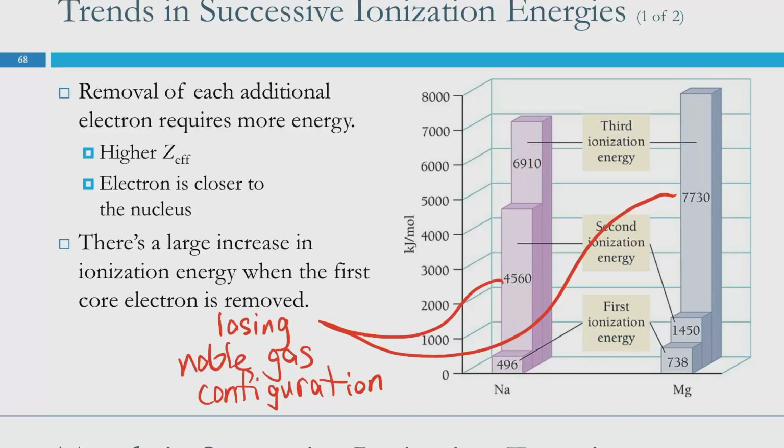And then the other thing is we're pulling off extra electrons. So it's going to get to be more and more energy every time. We have a higher effective nuclear charge because of the previously removed electrons. And the electrons are going to be closer to the nucleus because of that higher effective nuclear charge, also making it harder to remove them.